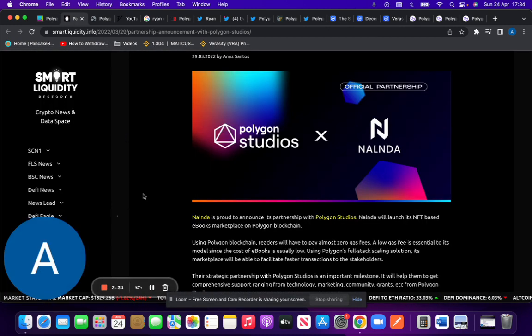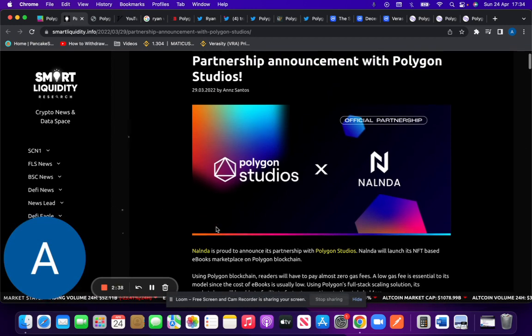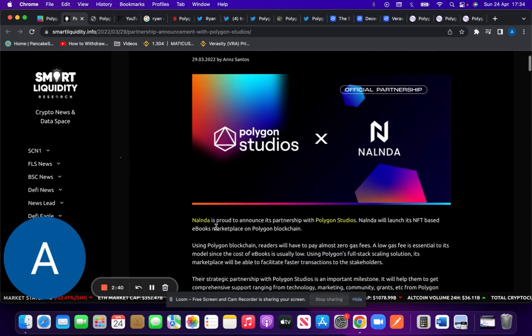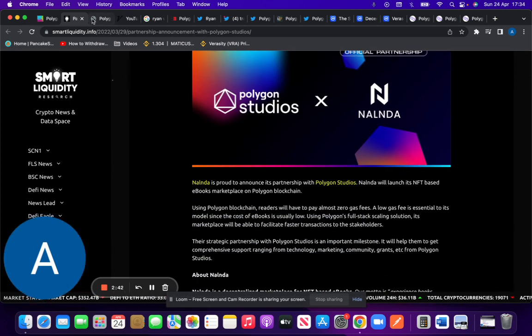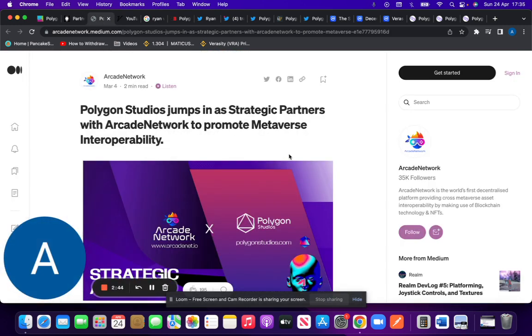They also recently announced a strategic partnership with Nalanda and Polygon Studios, again at the end of March. Last month, sorry. And they also announced a strategic partnership with Arcade Network to promote metaverse interoperability. Again, that was in March. So they're performing at the moment.